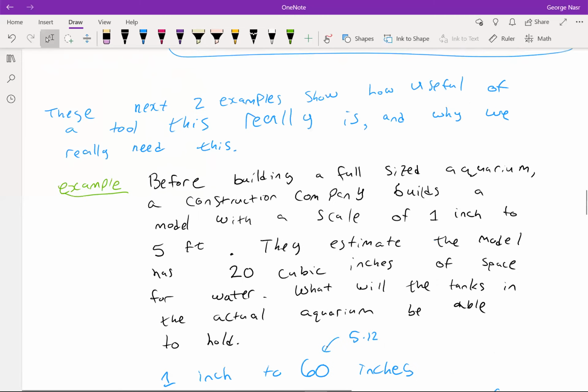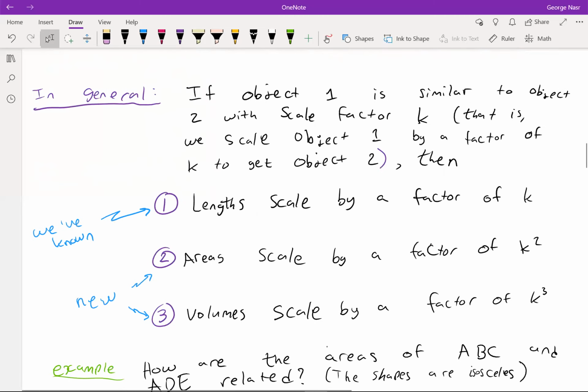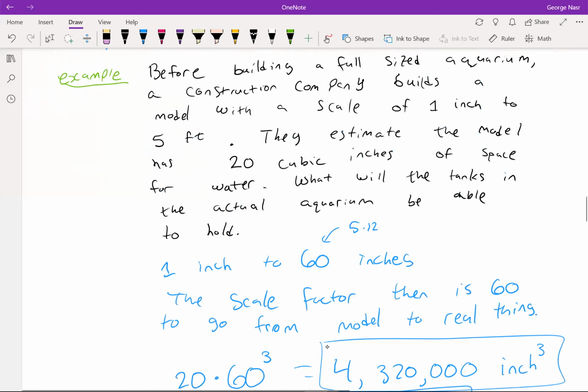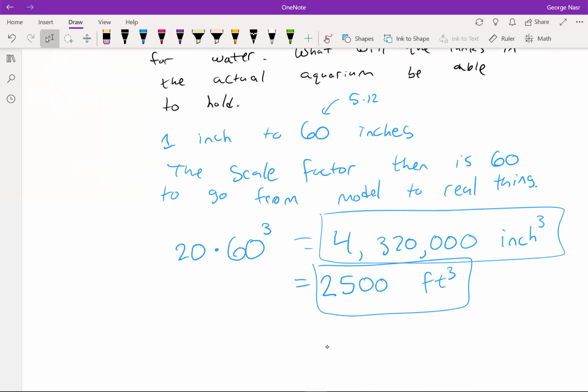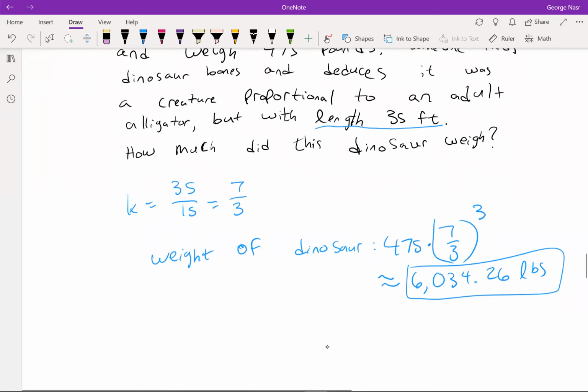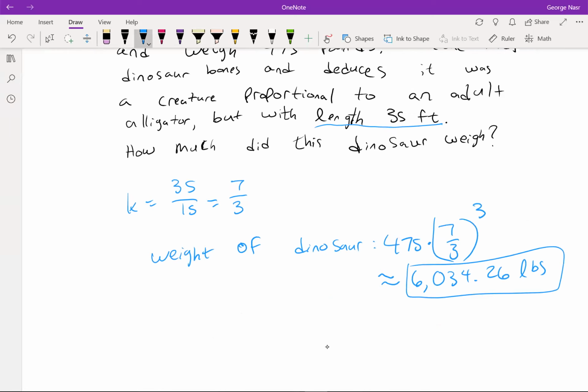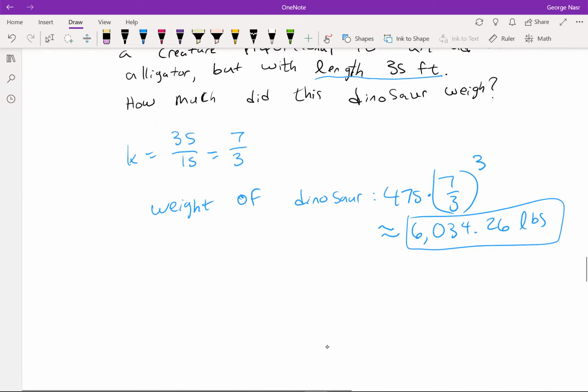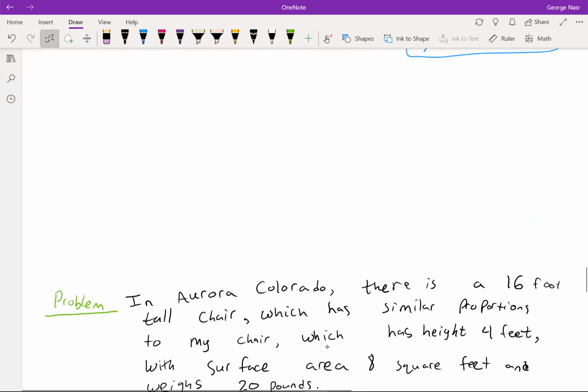The big point of this section was to understand this relationship: when you're scaling an object by a factor of k, lengths will scale by k, area will scale by k squared, and volume will scale by k cubed. And from that, I think these problems aren't too sophisticated at the end of the day. It's just understanding which rule to use. All the work on these problems is very short. The hard part is figuring out what the scale factor is and then knowing which thing to use, like whether you're converting an area or a volume.